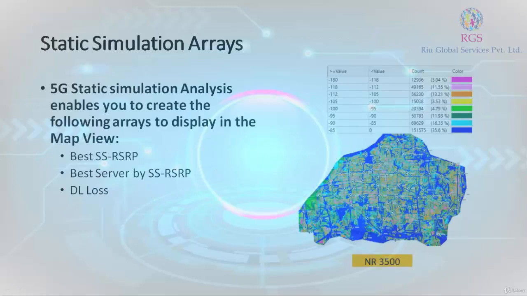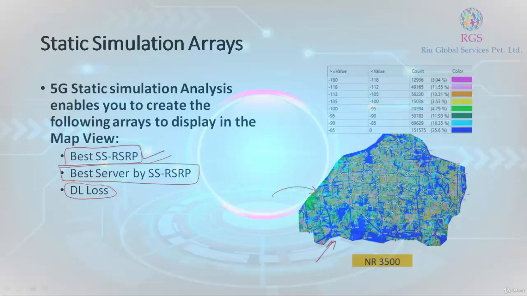It will give you static simulation files like how much your RSRP is going to be, which is going to be your best server by RSRP, and how much the downlink loss is going to be. These are some of the information, and that's how a real network export would look like. These are the areas which are covered with the bad. The pink color represents the bad coverage and the dark blue color represents the good coverage.